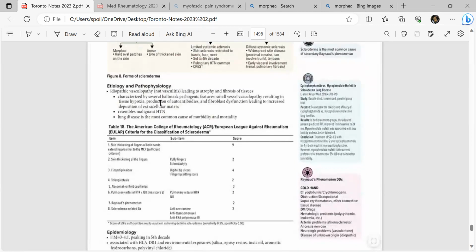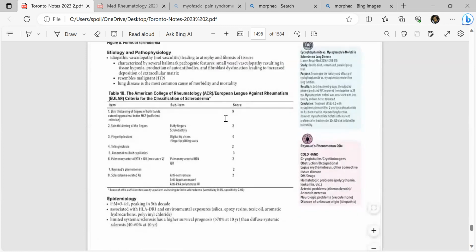Then etiology is idiopathic vasculopathy, not vasculitis, leading to atrophy and fibrosis of tissue. It is characterized by several hallmark pathogenic features: small vessel vasculopathy resulting in tissue hypoxia, production of autoantibodies, and fibroblast dysfunction leading to increased deposition of extracellular matrix. Lung disease is the most common cause of morbidity and mortality, because pulmonary hypertension is very common.